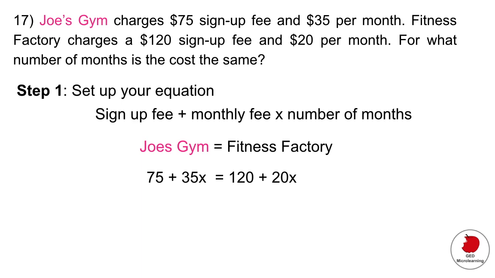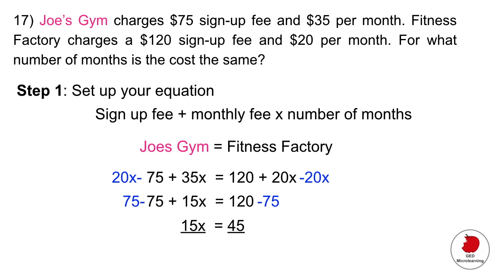So I'm going to subtract 20X from the right side. And remember that what you do to one side, you have to do to the other. So I would do the same thing on the left, like this. And that leaves me with this number. Now I want to isolate that X on the left side, so I would subtract 75 from the left side and 75 from the right side. That gives me 15X is equal to 45. And now in order to isolate that X, I have to divide both sides by 15, like this, and that gives me 3.